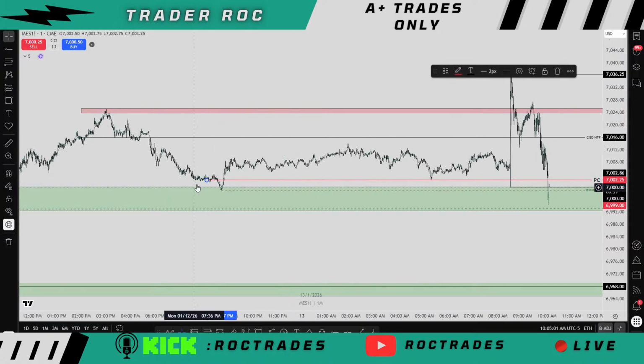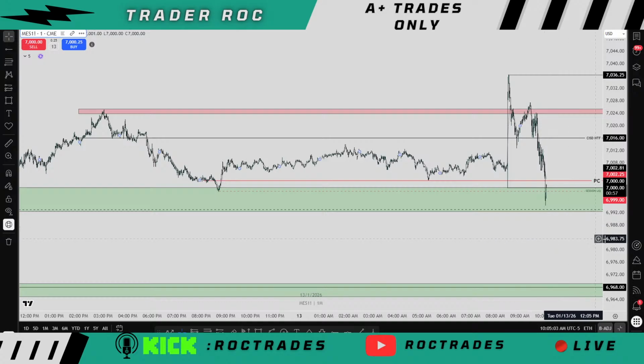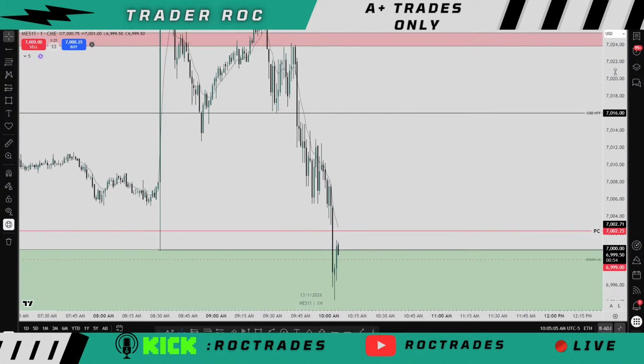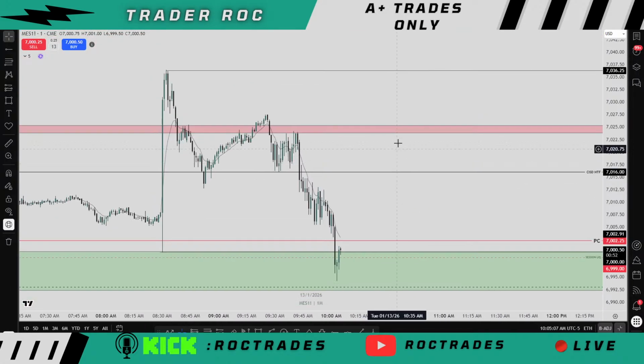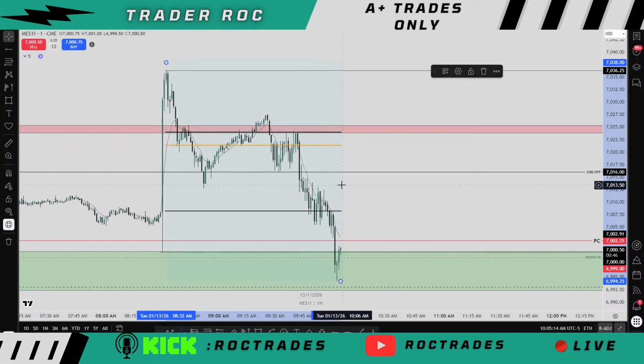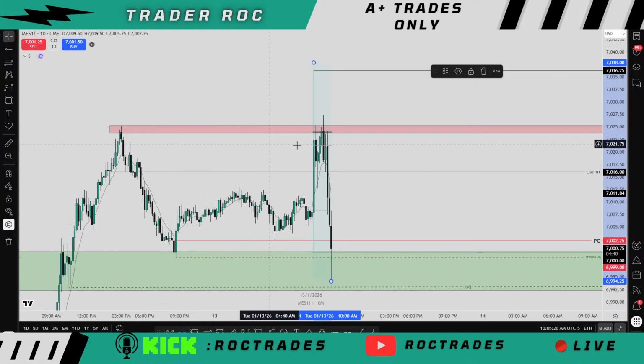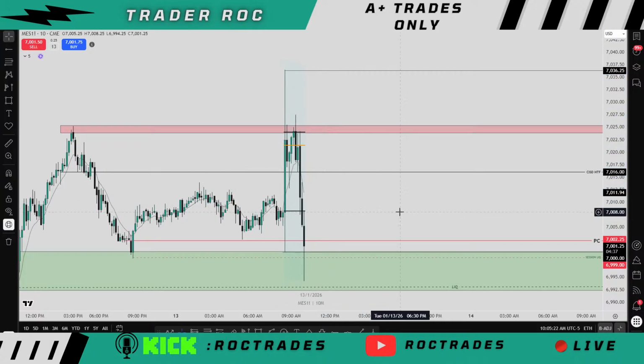Let's see what happens here. And I also want to know where the most volume is on this move here. So if we can go ahead and start looking at this high to this low, I wonder where the most volume is. Okay, nice. So showing that all the volume is sitting up at the top of the range.